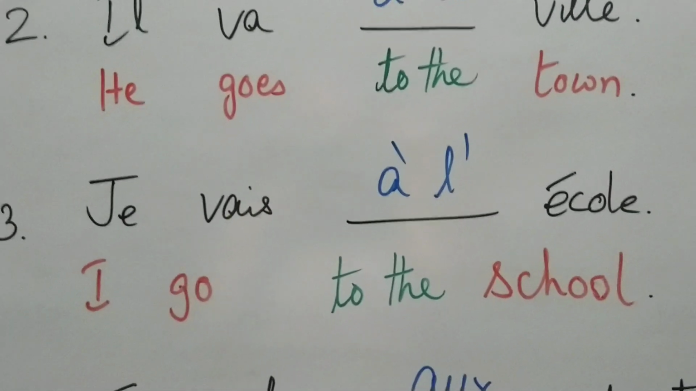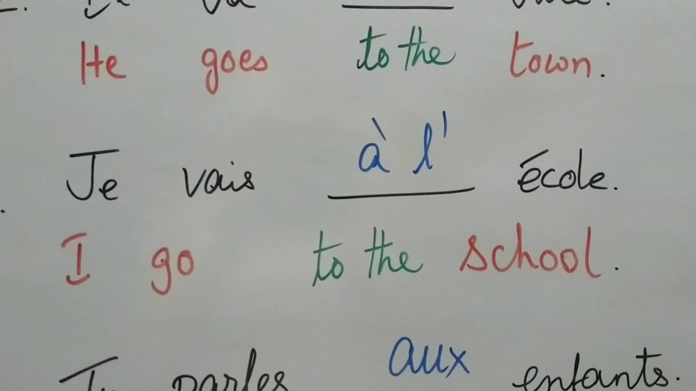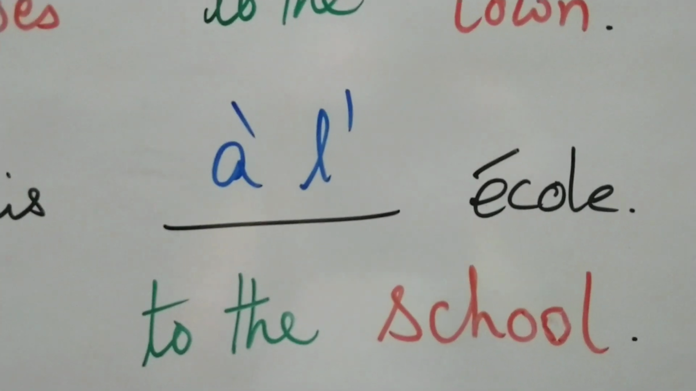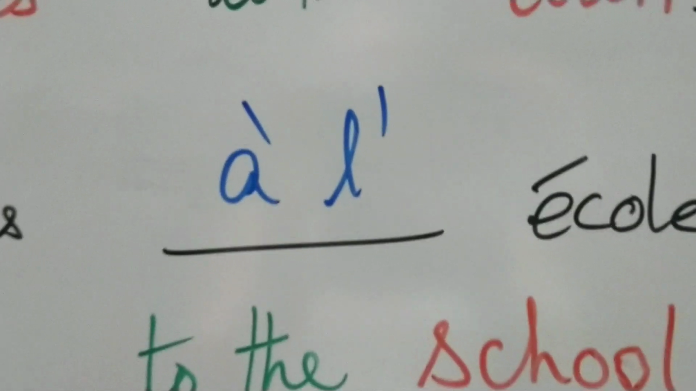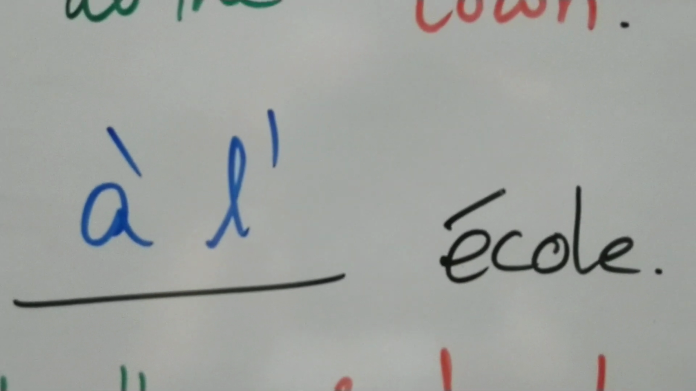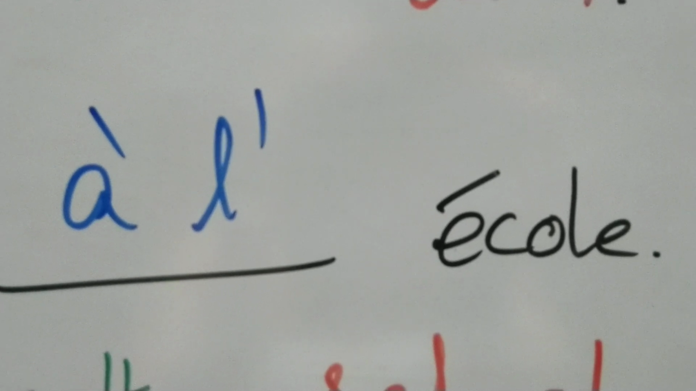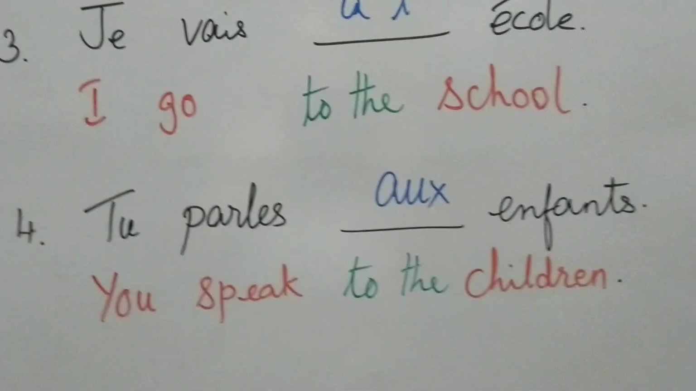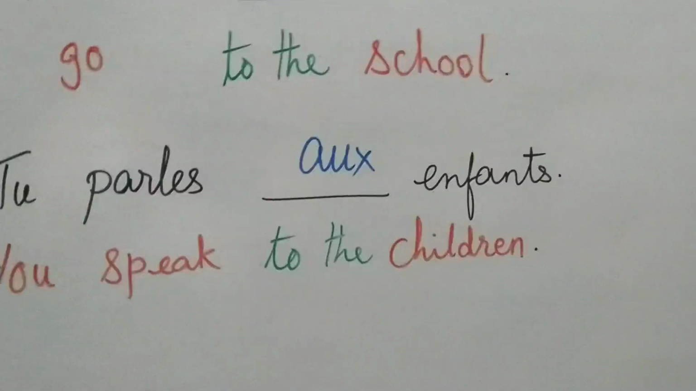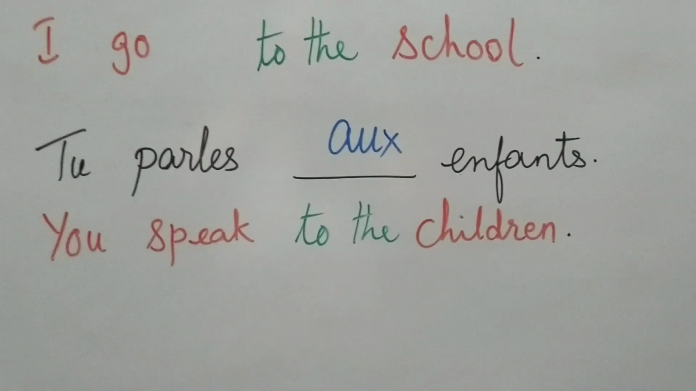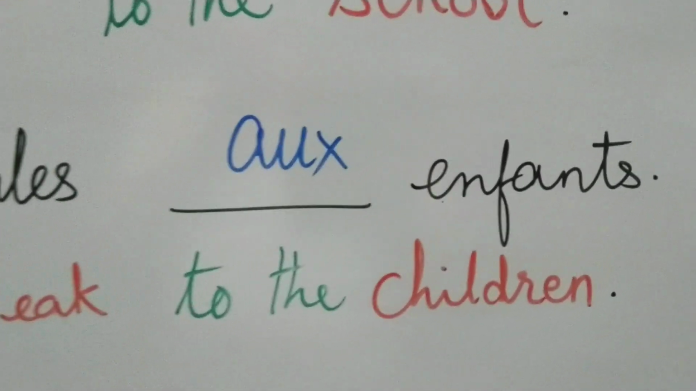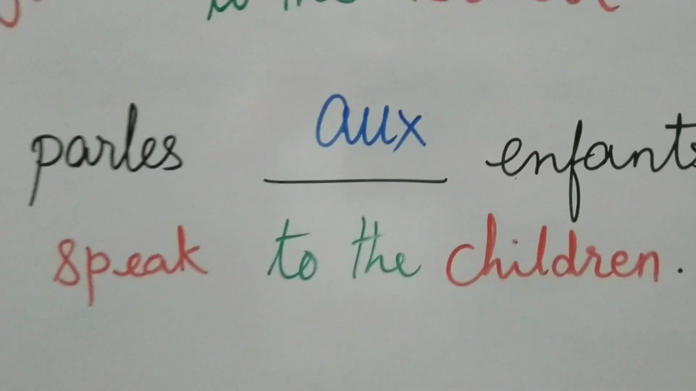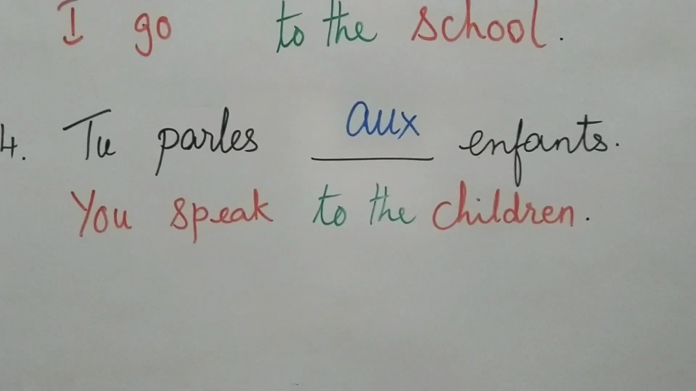In the third example, we see an example with à l apostrophe. Je vais à l'école. I go to the school. École is singular. It doesn't end with s. It begins with the vowel é. Therefore, à l apostrophe will be used before all masculine and feminine singular nouns beginning with vowels or h mutes. And in the last example, I have given you tu parles aux enfants. You speak to the children. Enfants here begins with a vowel but it ends with an s. Therefore, it is plural. So, aux is used before all plural nouns.